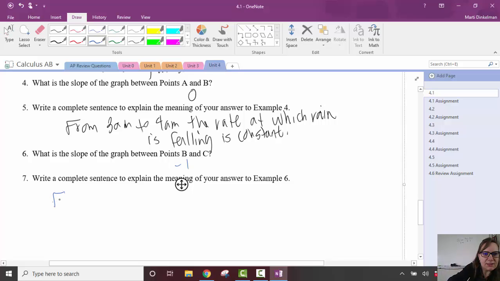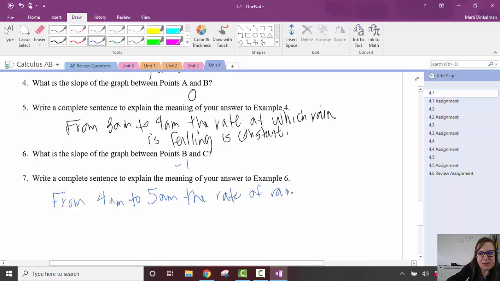So let's see if we can say from 4 a.m. to 5 a.m. the rate of rainfall is decreasing. So it's slowing down a little bit. We have to be careful about slowing down. We'll talk about that at some point. Maybe we already have. It is decreasing at, and so this is negative 1.